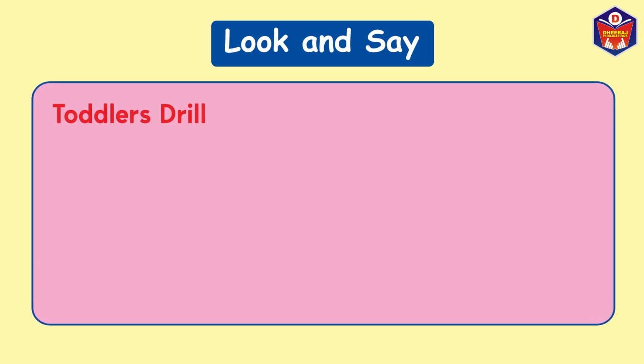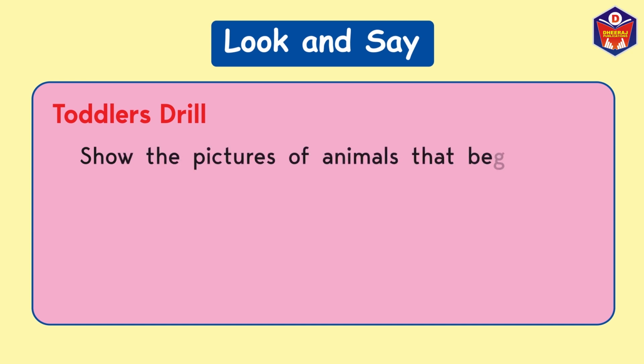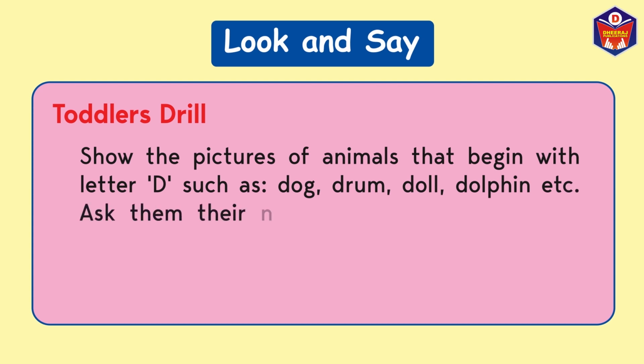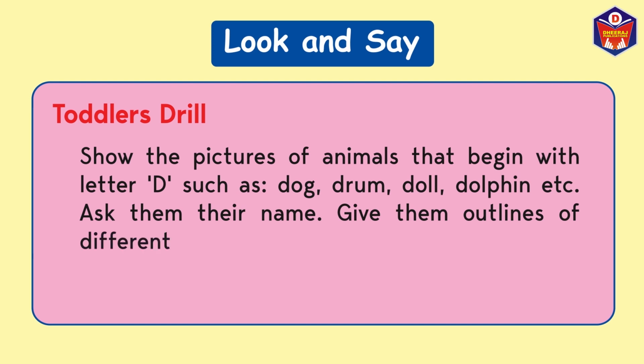Toddler's Drill. Show the pictures of animals that begin with letter D such as dog, drum, doll, dolphin, etc. Ask them their name. Give them the outlines of different animals for coloring.